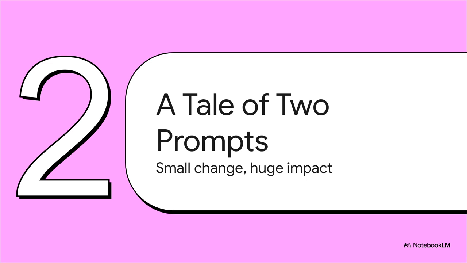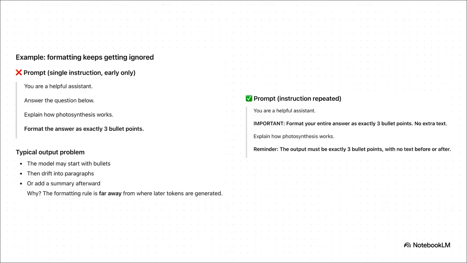Let's dive into a really cool little experiment that shows off a powerful principle of how to work with these AIs. On the left, you see our original prompt. Now check out the one on the right. The core request is exactly the same, but notice the tiny change. We've stated the formatting rule twice, once at the top, marked important, and then again at the bottom as a reminder. That's it. That is the only thing we changed.